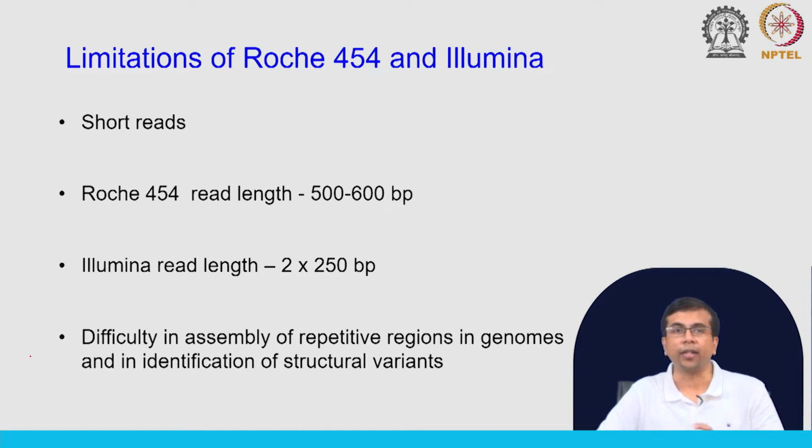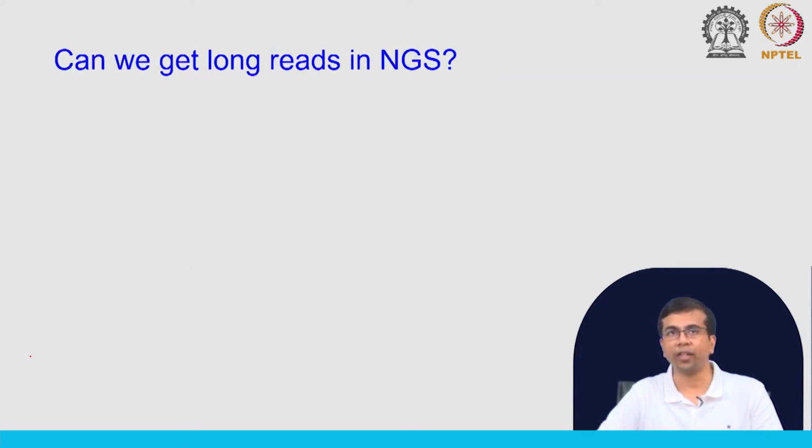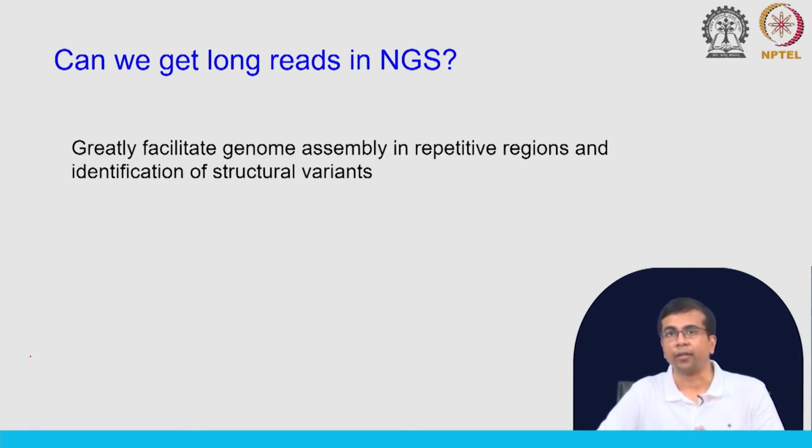So, as I said, there is difficulty in assembly of repetitive regions in genomes and identification of structural variants with these very small reads. So, can we get long reads in NGS? This is one of the questions that we can ask. If we can get long reads, this will help in the genome assembly process overall, and it will be less challenging because we can then have a lower number of reads to assemble the genome. In addition, we can resolve these repetitive regions quite effectively, and we can also identify the structural variants.